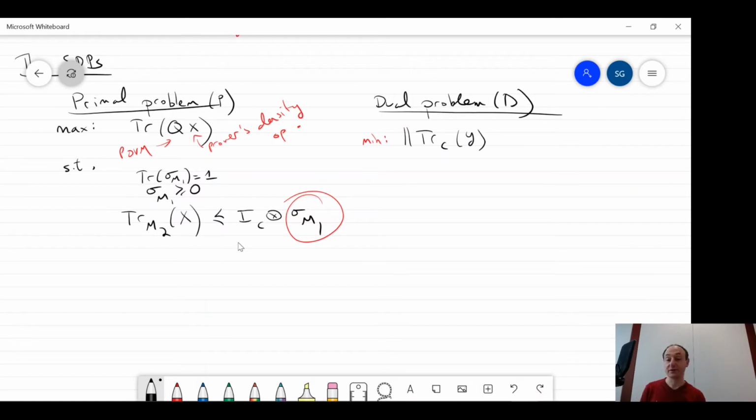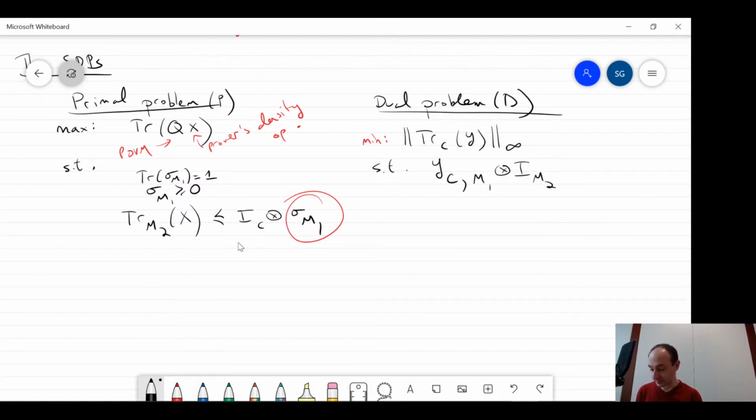So the dual variable now is y, and y is going to act on, well, I'll show you in a second, but on C and M1. And we want to minimize basically its largest eigenvalue. It's going to be positive, so this is going to be its largest eigenvalue. And subject to the constraints that y, which acts on C and M1 only, not on M2.